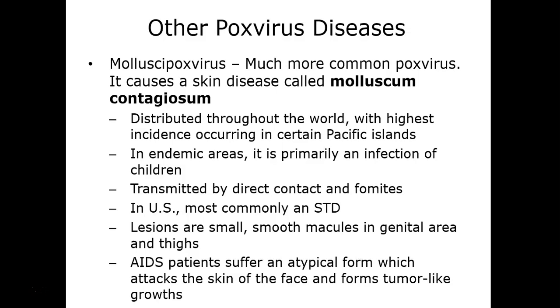In the U.S., it is most common as a sexually transmitted infection that presents as lesions that are small in the genital area and thighs. AIDS patients who are immunocompromised get a form that attacks the skin of the face and produces these tumor-like growths that occur.